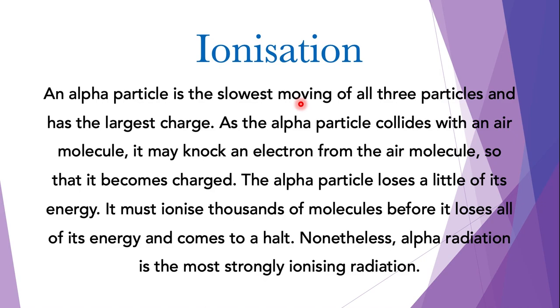So alpha particle is slow, so it does interact with different air particles. And also it has the largest charge, that is also one reason. So that is why alpha radiation is the most strongly ionizing radiation. Then we have the beta particle.